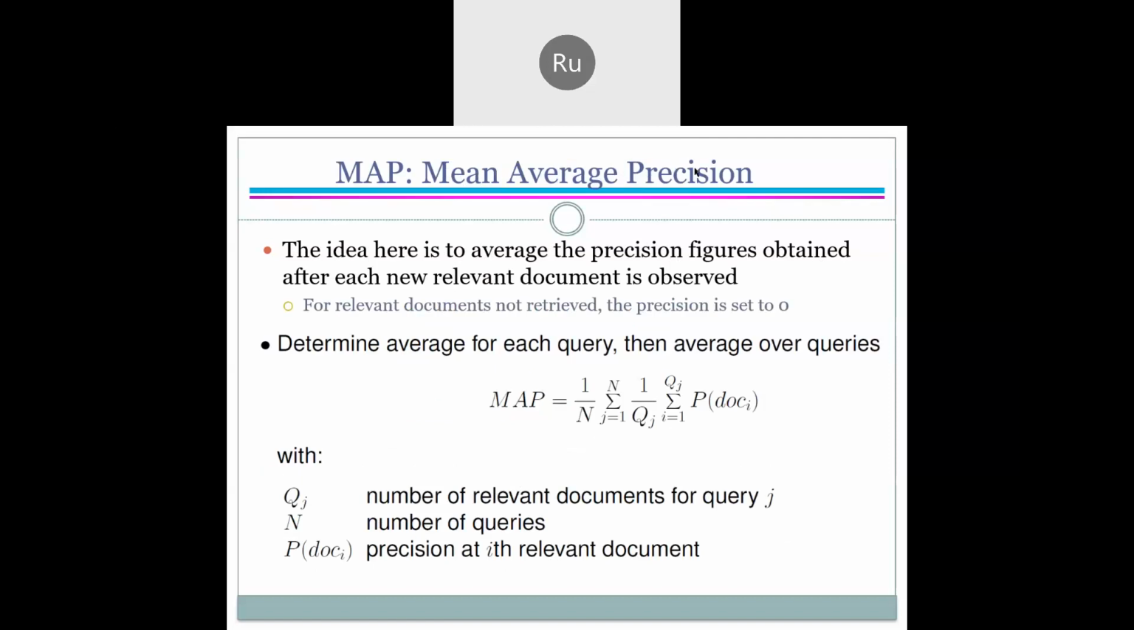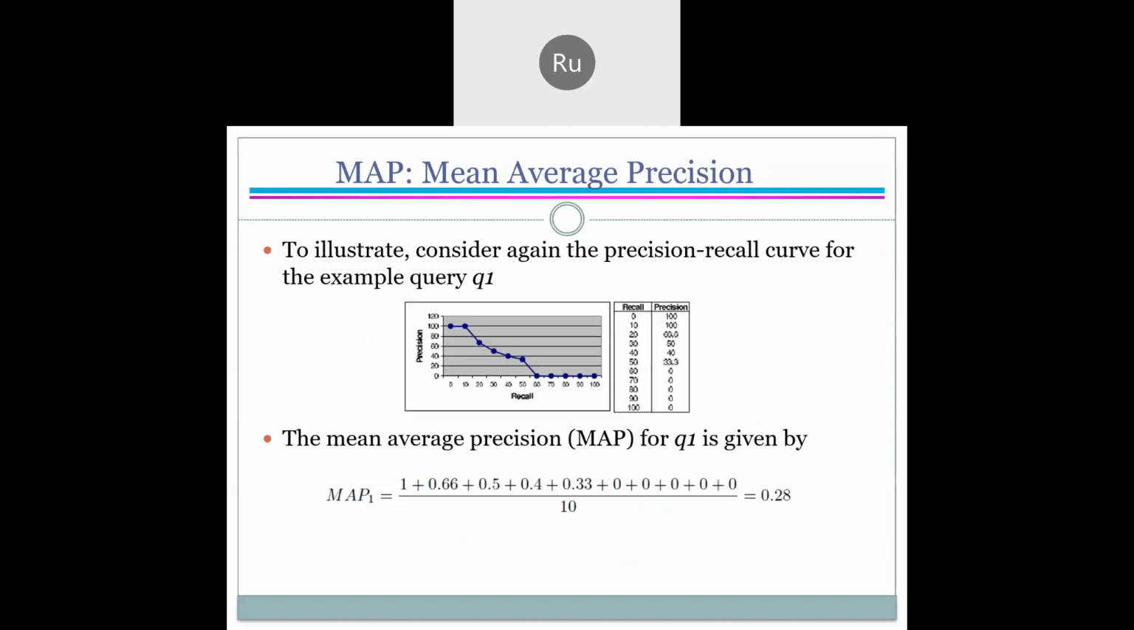So we will need to look at this one, the mean average precision. Basically, they are looking at the number of queries here. They are also looking at the precision for each of the documents that we have for that particular query. So, for example, let's go over the example here.